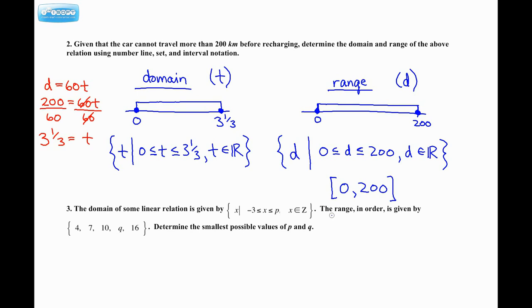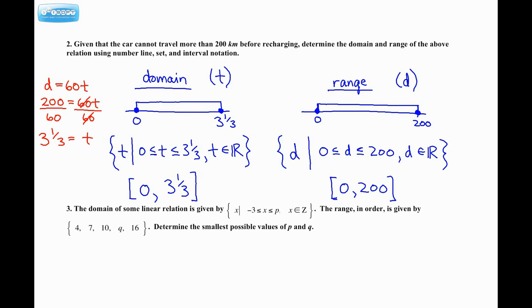All right, so let's finish off. Interval notation, same as before. So we go as far left as 0, and we go as far right as 3 1/3. Both endpoints, we included them, so that's why both of these brackets should be square.